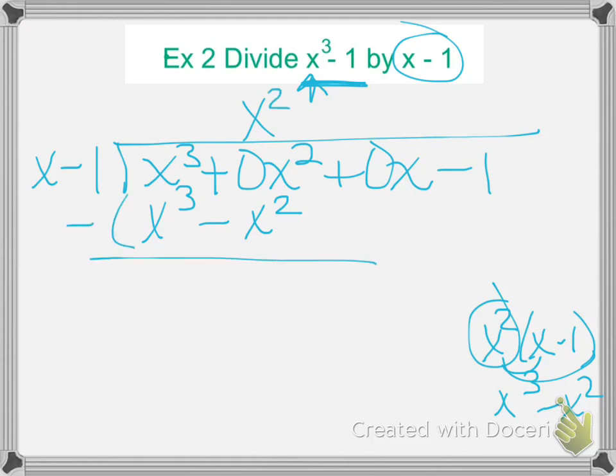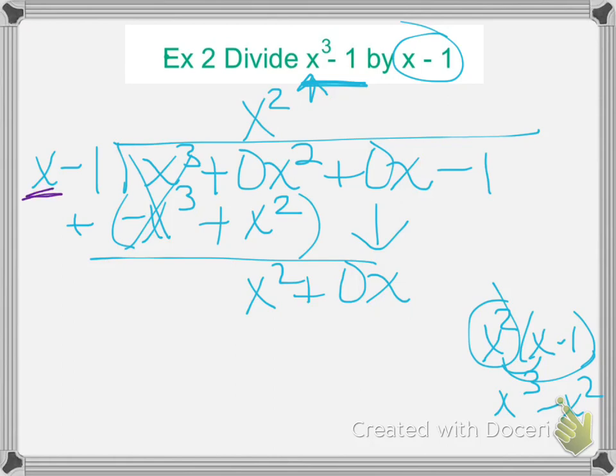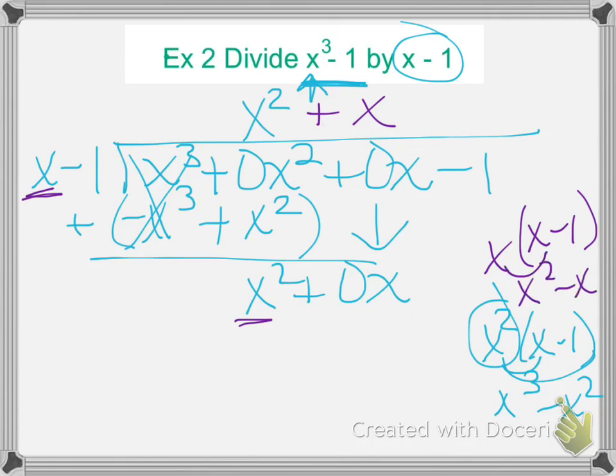But remember, I have to subtract the whole thing. So I have to go through and change the signs. And this goes away. And here I get just x squared. 0 plus 1. Then I have to bring down the next term, 0x. Okay, I'm going to change color. How do I get x to be an x squared? Multiply by what? X. So I'm going to take x times x minus 1, and I get x squared minus x.